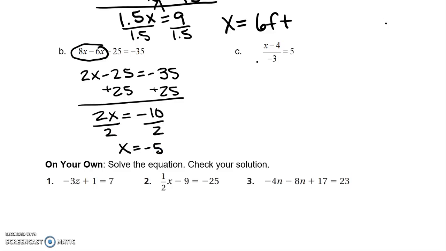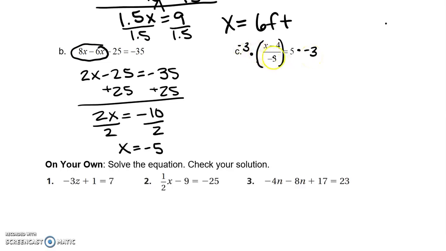Letter C is a little tricky. We have x minus 4 in the numerator, all divided by negative 3 equals 5. Okay, so I need to get x minus 4 by itself, and currently this negative 3 is in the way. These two things are stuck with division. So to undo division, remember I multiply. You've got to multiply the whole thing. And what you do to one side, you have to do to the other side.